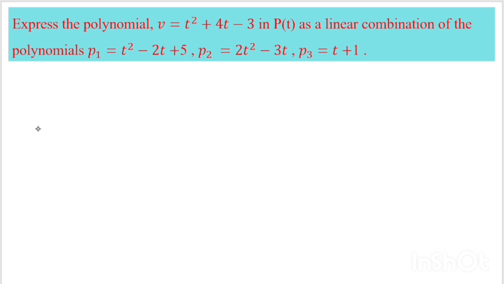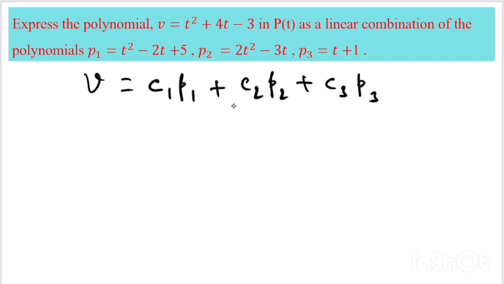So let's solve some more problems. Express the polynomial, this one, in PT. PT is the set of all polynomials, as a linear combination of the polynomials P1, P2 and P3. Then we can write down nu as some C1 into P1 plus some C2 into P2 plus some C3 into P3. Now we need to find the values of C1, C2, C3. So let's put the value of nu.